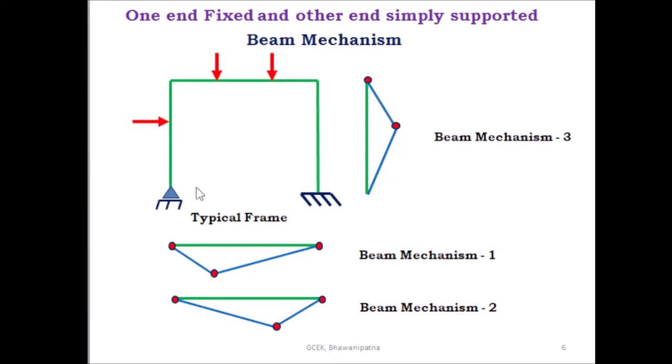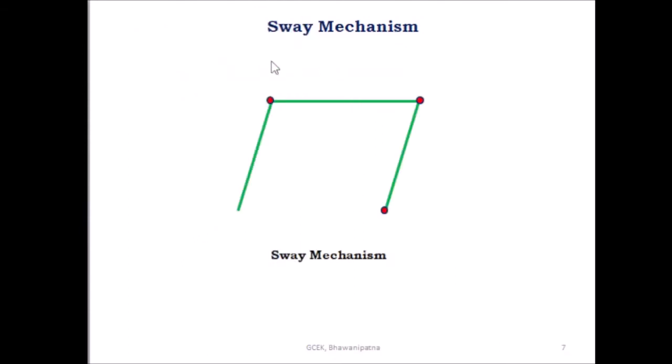So in beam mechanism 3, because this is the hinge support, this is the mechanical hinge. So here you have to consider the mechanical hinge. Only take the plastic hinge at joint B and under this load. These are the 3 beam mechanisms found when one end is fixed and the other end is simply supported. Similarly, in the case of sway mechanism, due to the hinge support at end A there is no plastic hinge. You have to consider only the mechanical hinge at support A, and at the other points B, C, D you have to consider the plastic hinge in the case of sway mechanism.